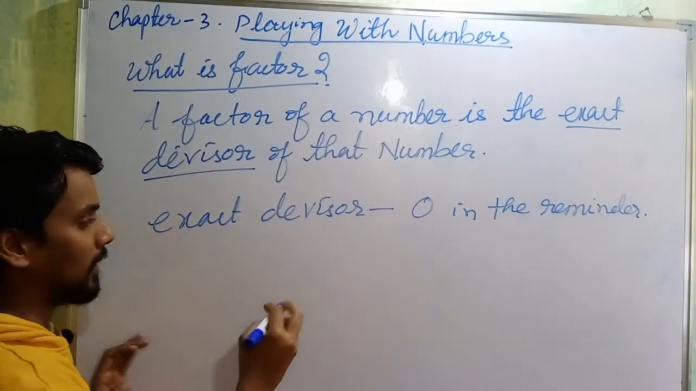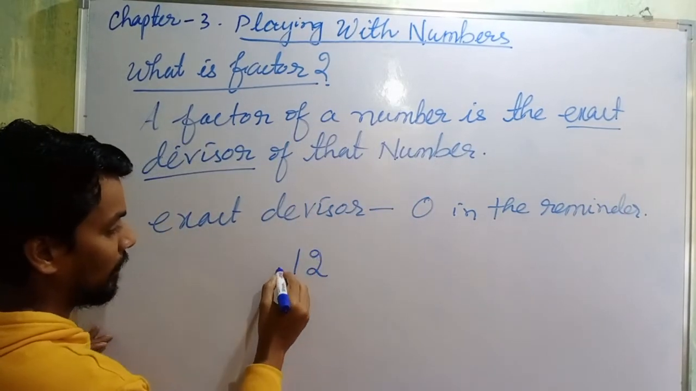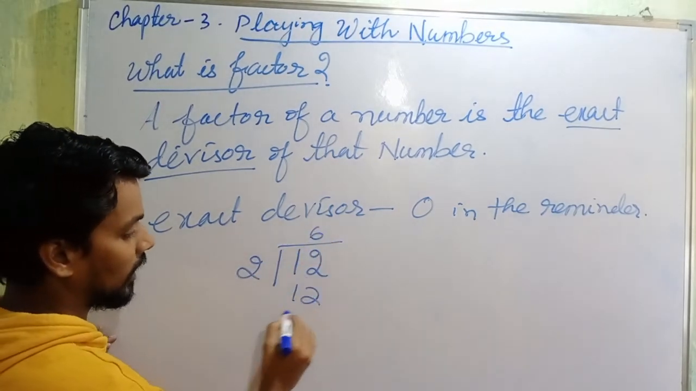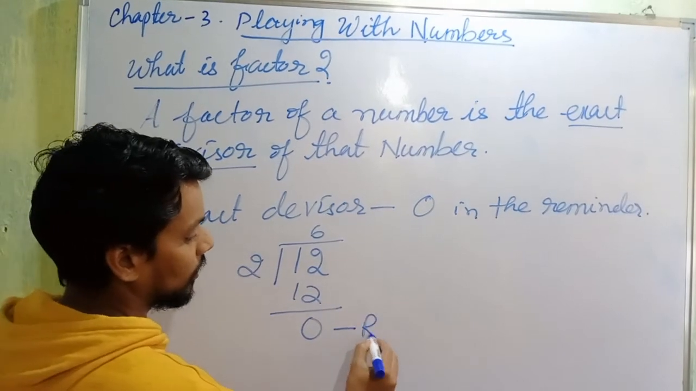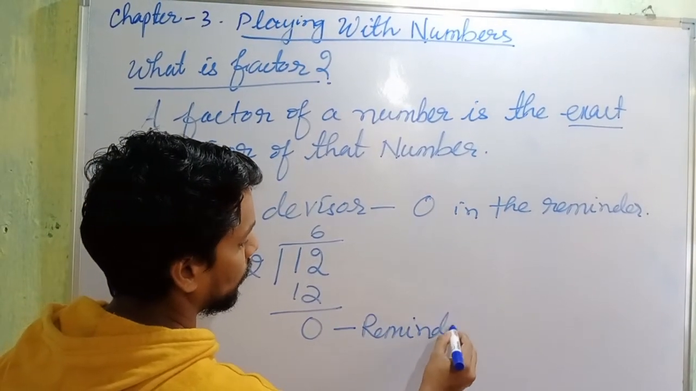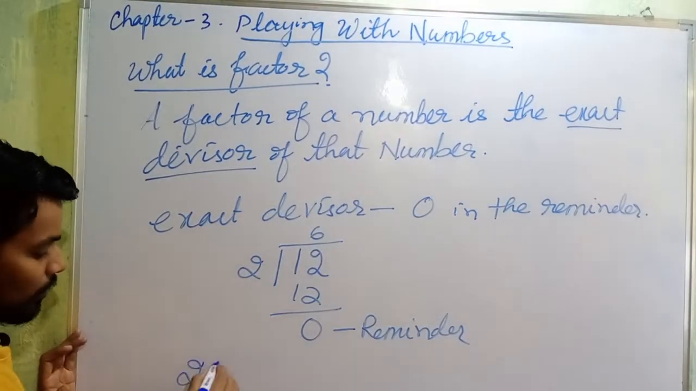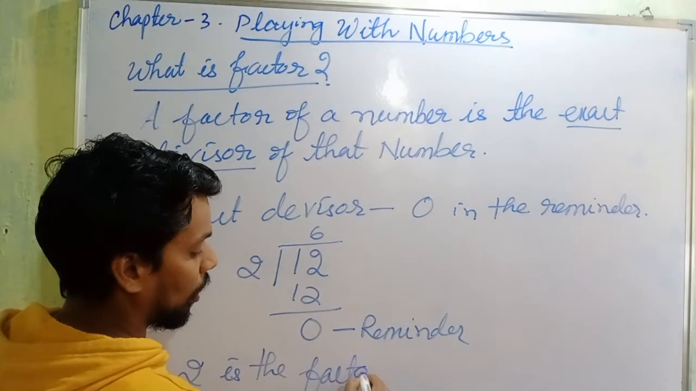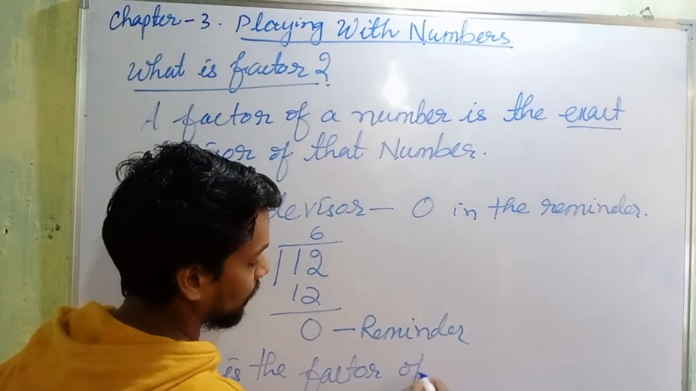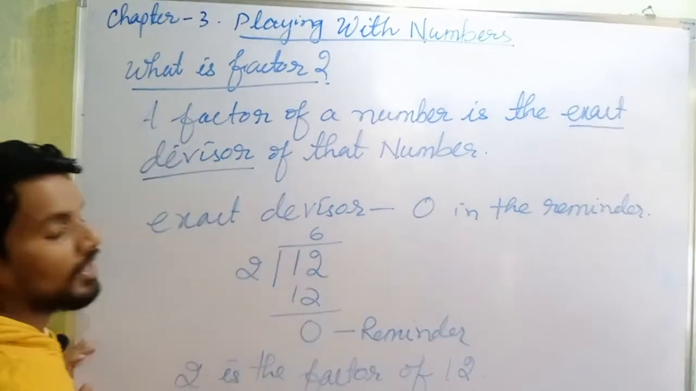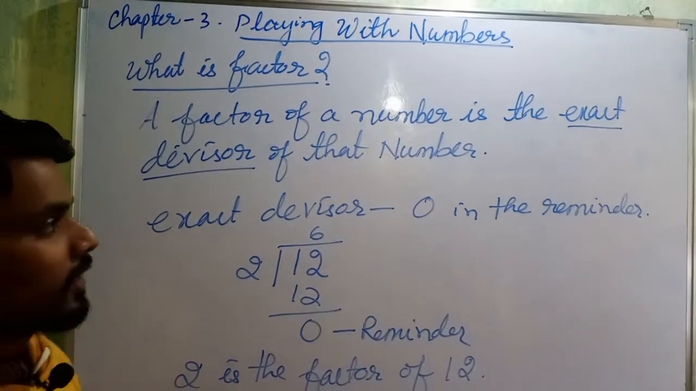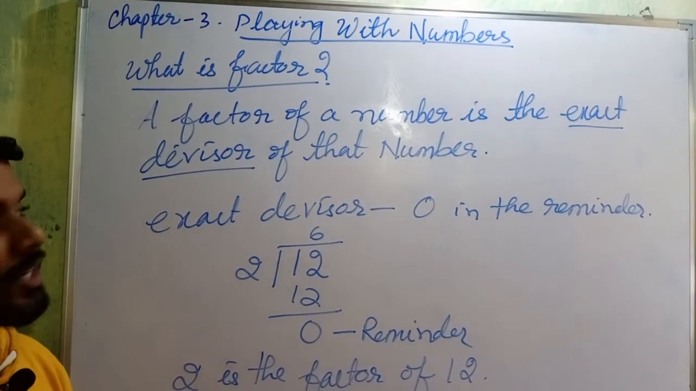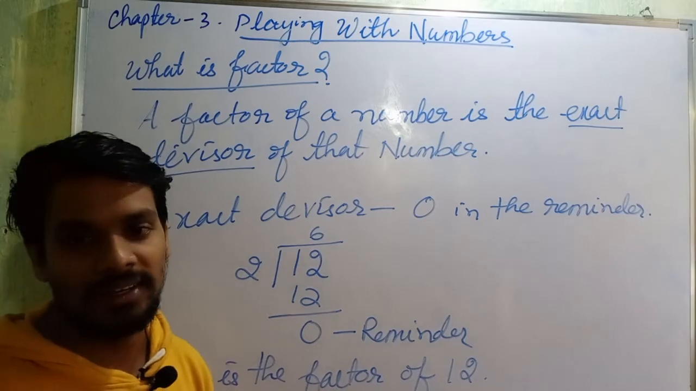Let me give you an example. 12. If I divide it by 2, then 2 6s are 12. So I'm getting 0 in the remainder. So 2 is a factor, or one of the factors, of 12. This one I have already taught you in the previous class. It's just a small revision for you to understand, because factor is a very important thing to understand the next topic.